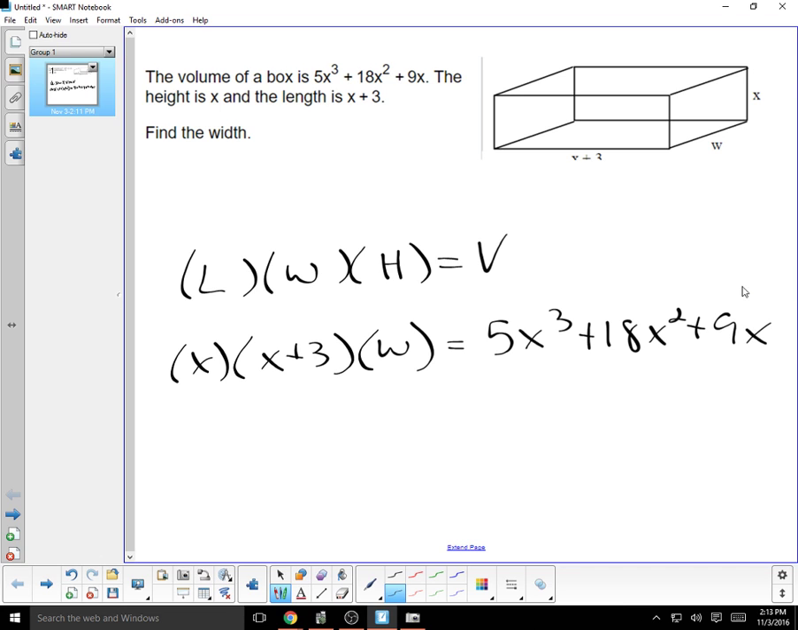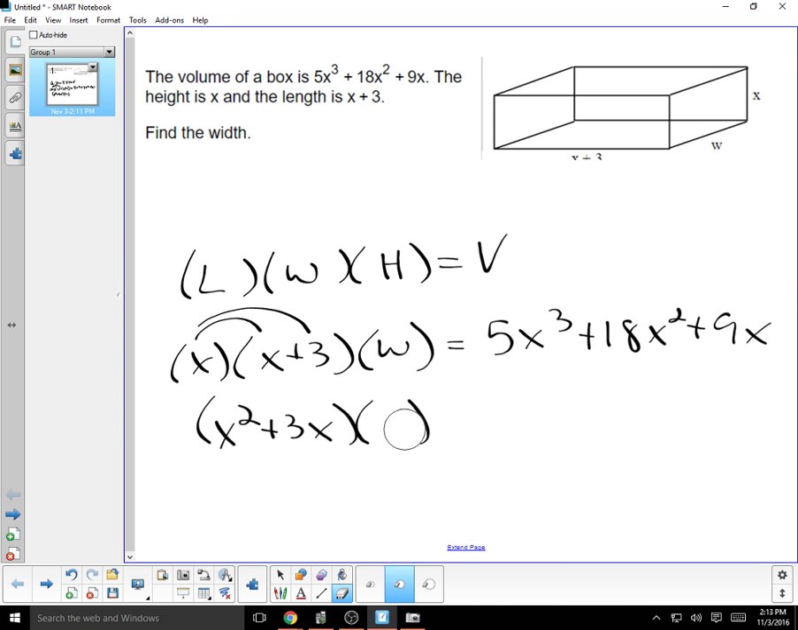So what I'm going to do is combine these to make one polynomial. I'm going to use my distributive property, right? That gives me x squared plus 3x, and that's times w. So here's what I've got.